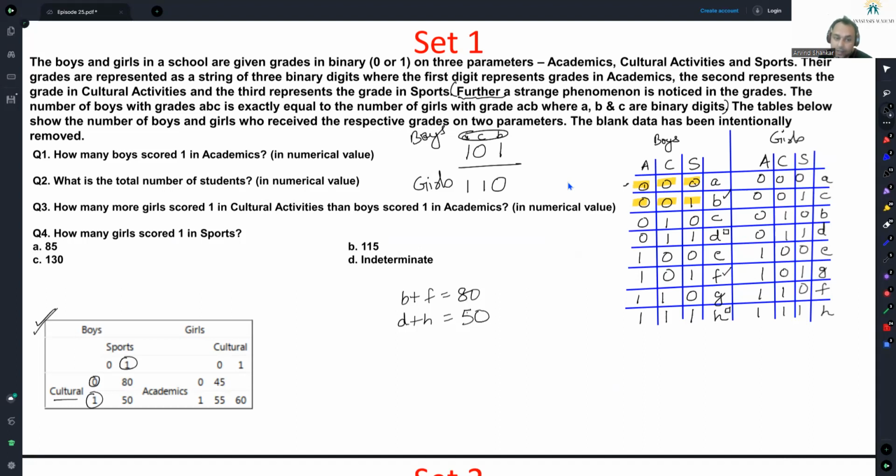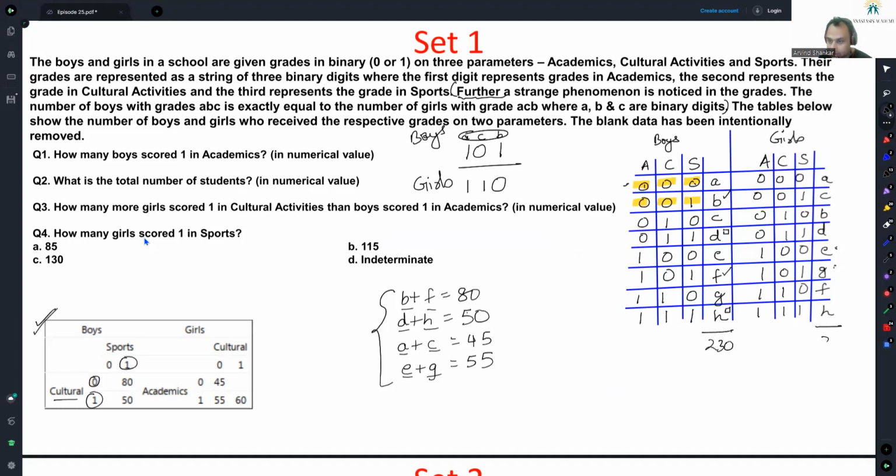The same way we record information for girls. Academic 0, cultural 0 is A and C. So A plus C is equal to 45. And then academics 1, cultural 0 would be E and G, these two. E plus G is equal to 55. At this time, hopefully you are cognizant enough that you have got summation of all 8 variables: A, B, C, D, E, F, G, H. All 8 variables are known. So can you see A plus B plus C and so on? Summation of all the boys turns out to be 230.